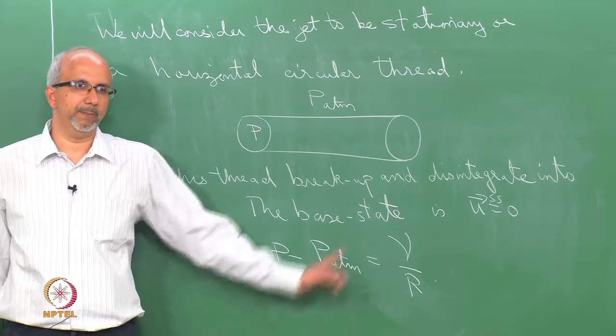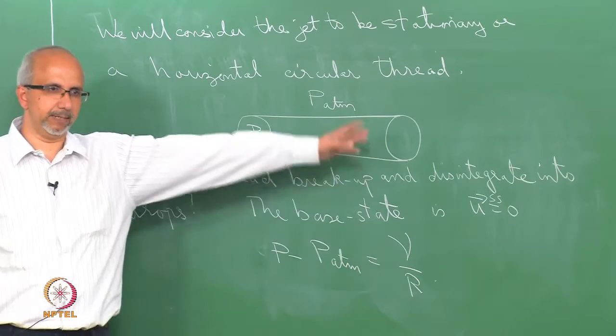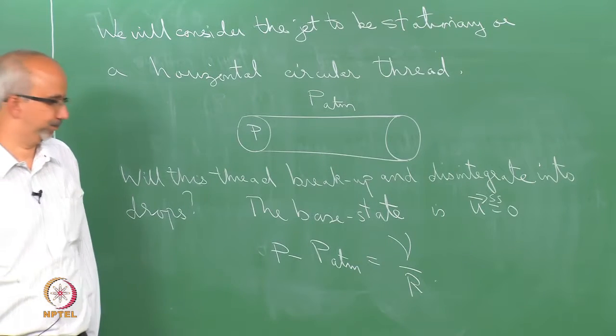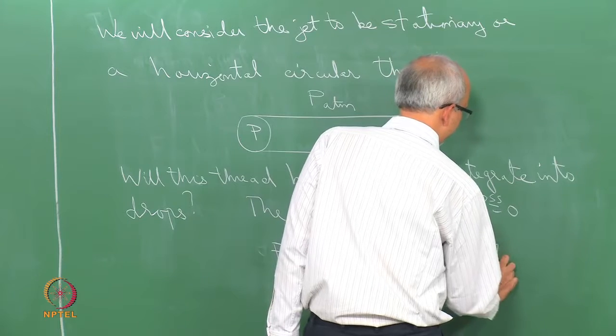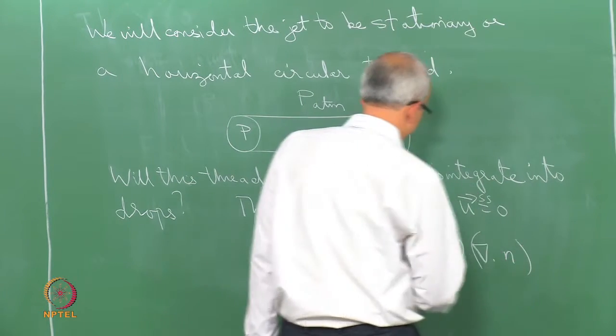Okay, this 1 by R turns out to be del dot n. We'll see that when we do this analysis. So this is actually gamma del dot n. Del dot n turns out to be 1 by R.